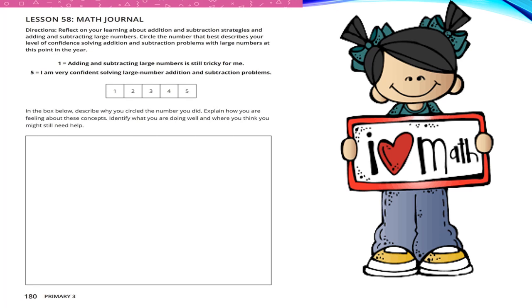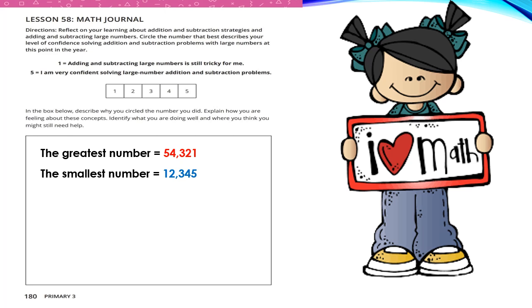Our math journal here. Reflect on your learning about addition and subtraction strategies and adding and subtracting large numbers. Here we have this example like a puzzle, okay? We have numbers 1, 2, 3, 4, 5. We wanted to make the greatest number from these digits and the smallest number. The greatest number here is 54,321. And the smallest number here, 12,345.